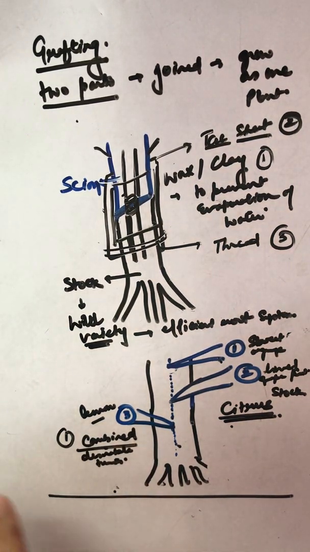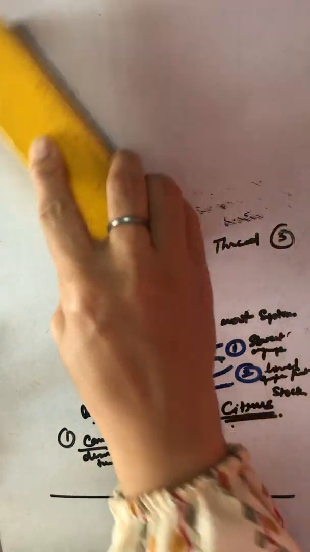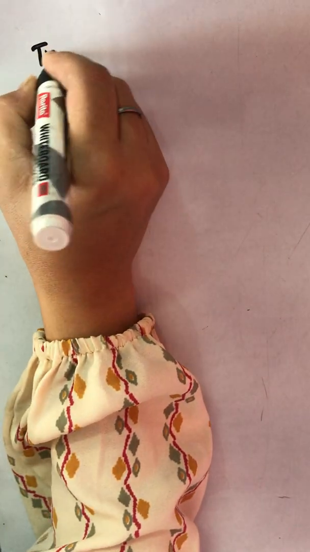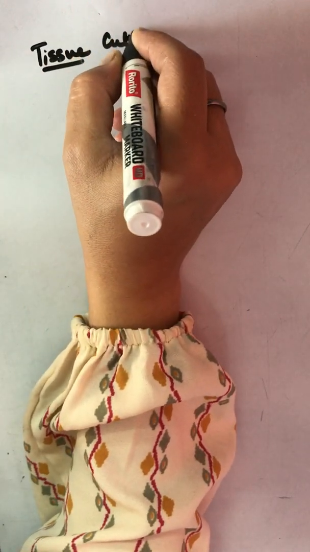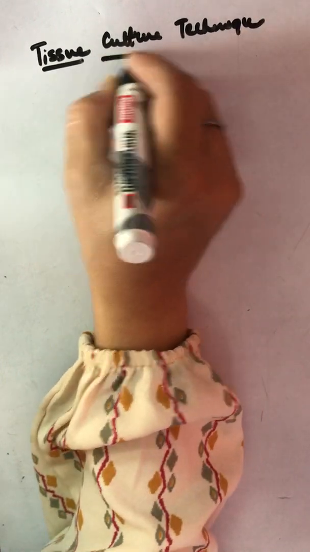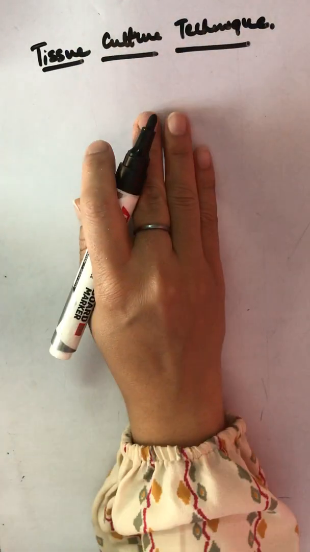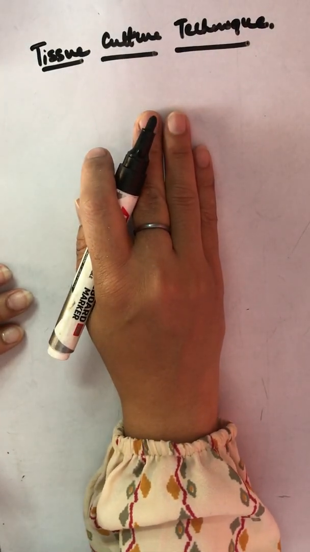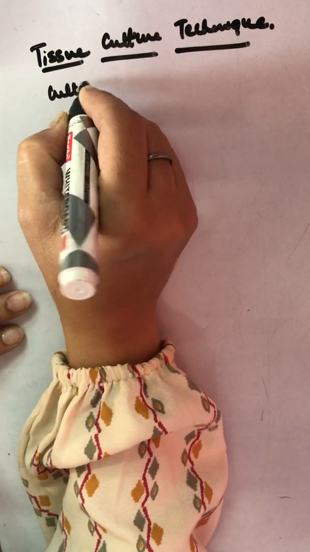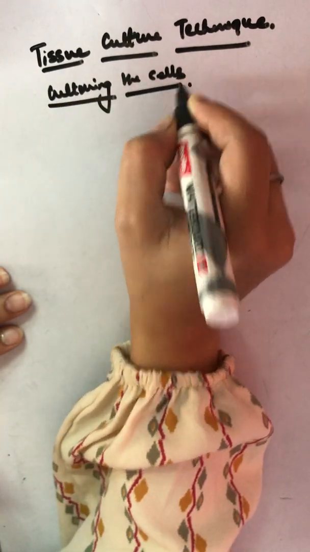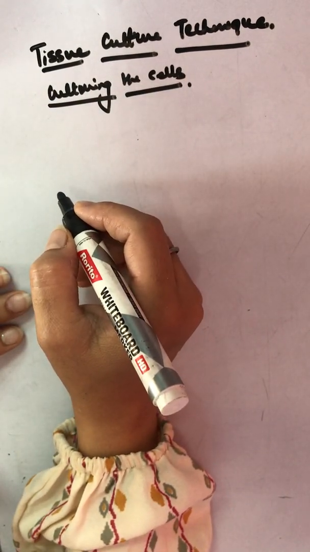Moving to the next process, that means micropropagation, the tissue culture technique. What is this tissue culture technique? Now this method includes propagation of plants by culturing the cells. We have to culture the cells. We call it micropropagation as well.